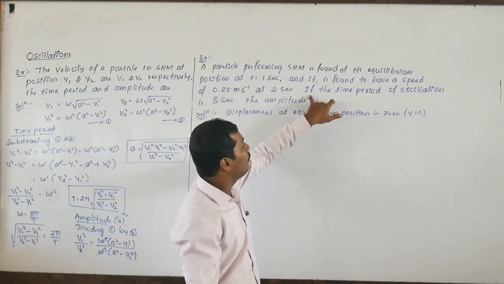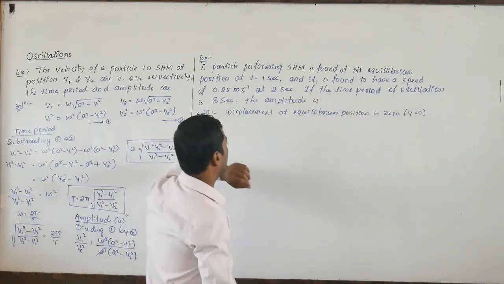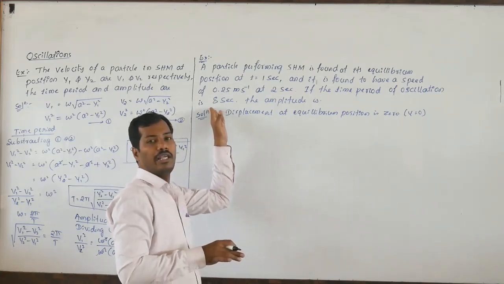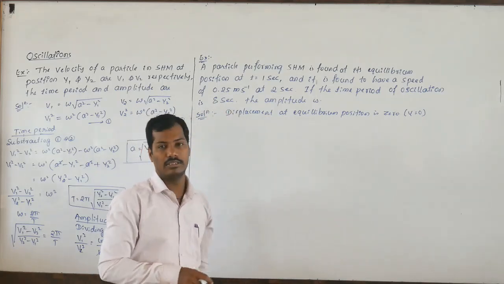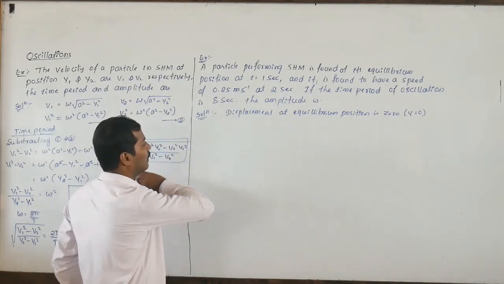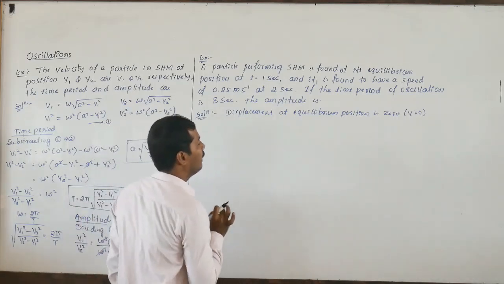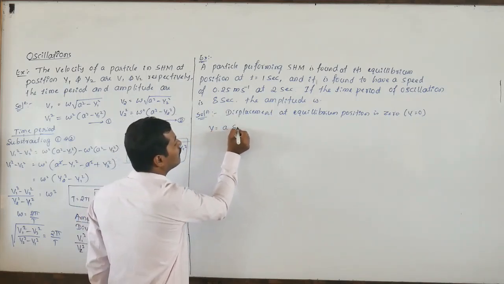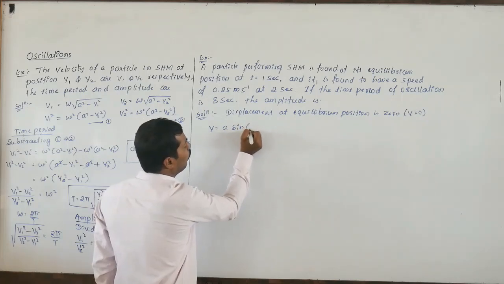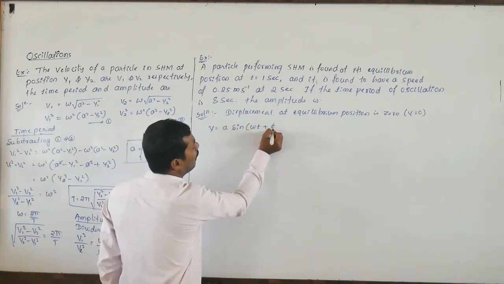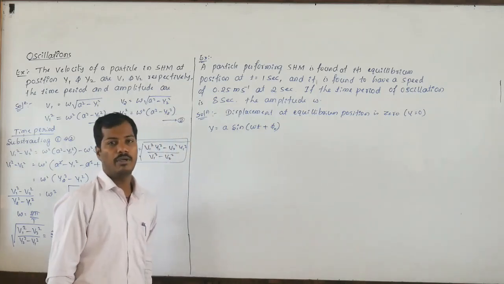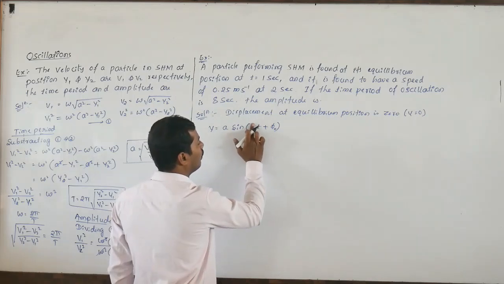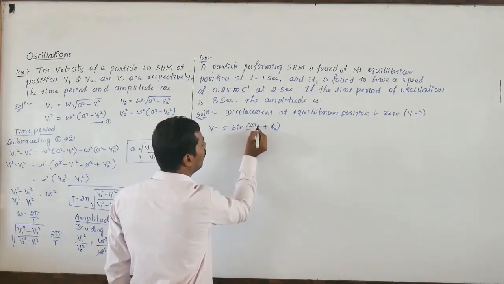If the time period of the oscillation, for one oscillation, is 8 seconds, what is the amplitude here? First, we have to calculate the phase. Here y is equal to a into sine of omega t plus phi naught, but omega is equal to 2 pi by T. Omega is equal to 2 pi divided by T.